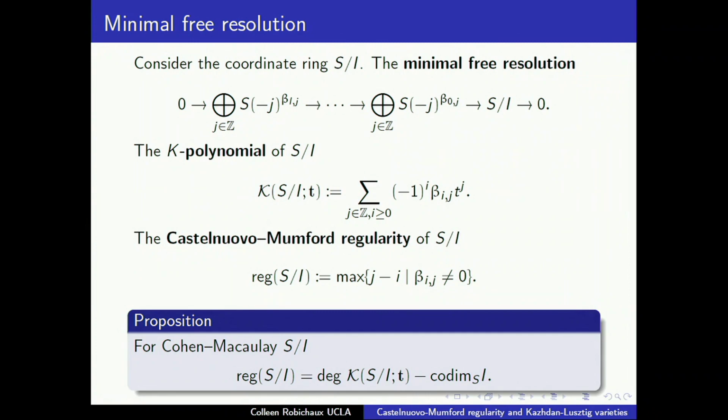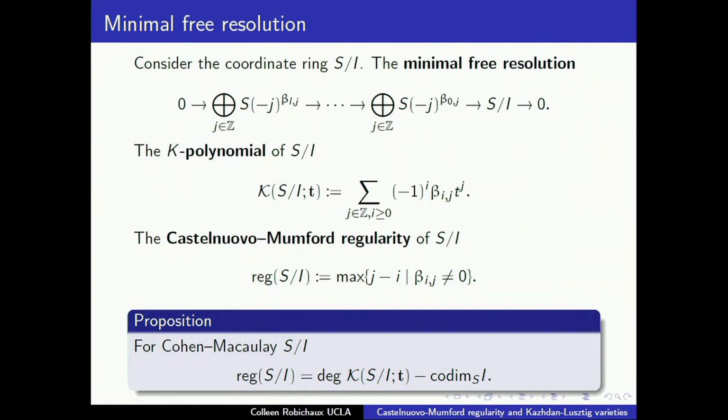But if I'm trying to figure out how complicated my minimal free resolution is, I don't want to have to compute the minimal free resolution to be able to compute the regularity. I don't want to have to compute these Betti numbers to get a hold of this regularity, because that's hard. So what we'll do instead is recognize the fact that our coordinate ring is well behaved. It's Cohen-Macaulay. And so as it turns out, we can instead compute this regularity in terms of the K polynomial.